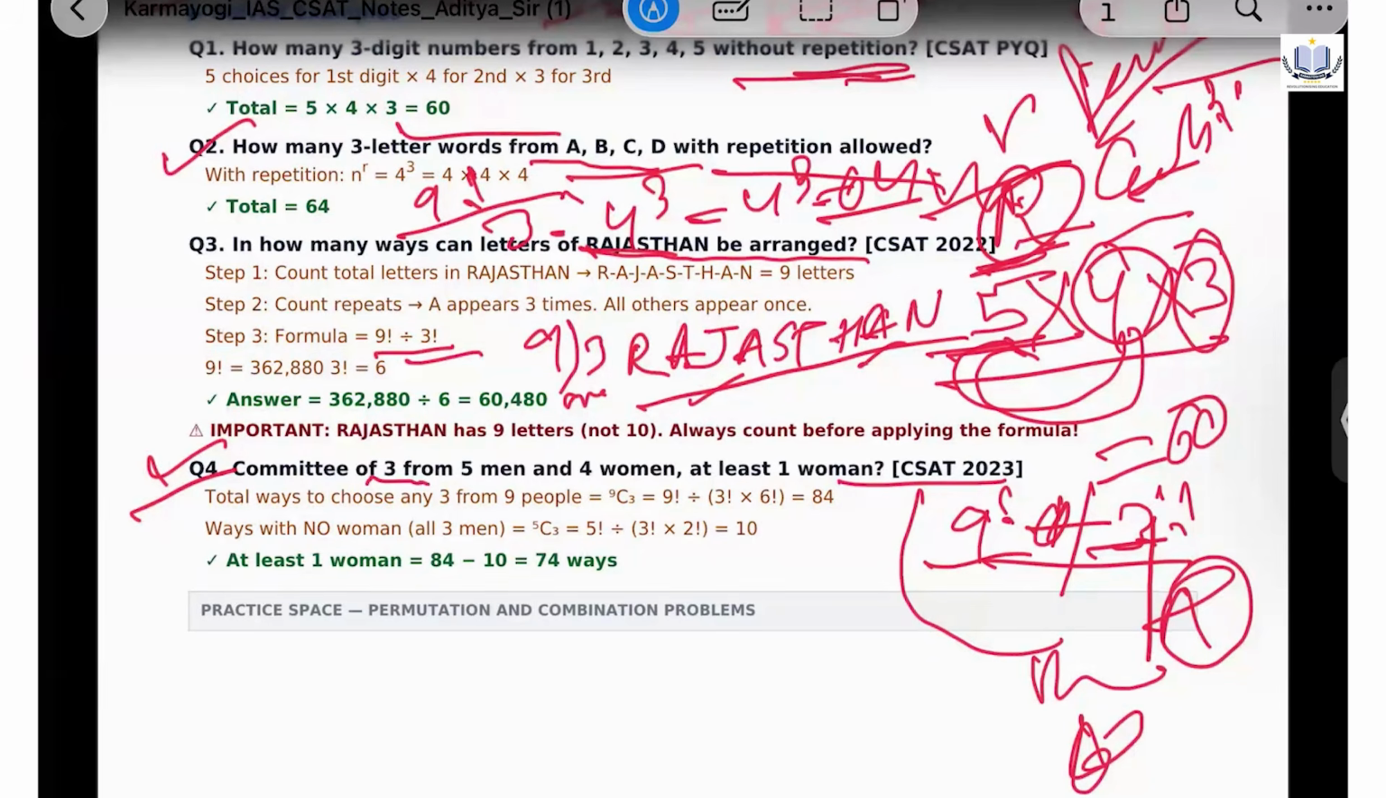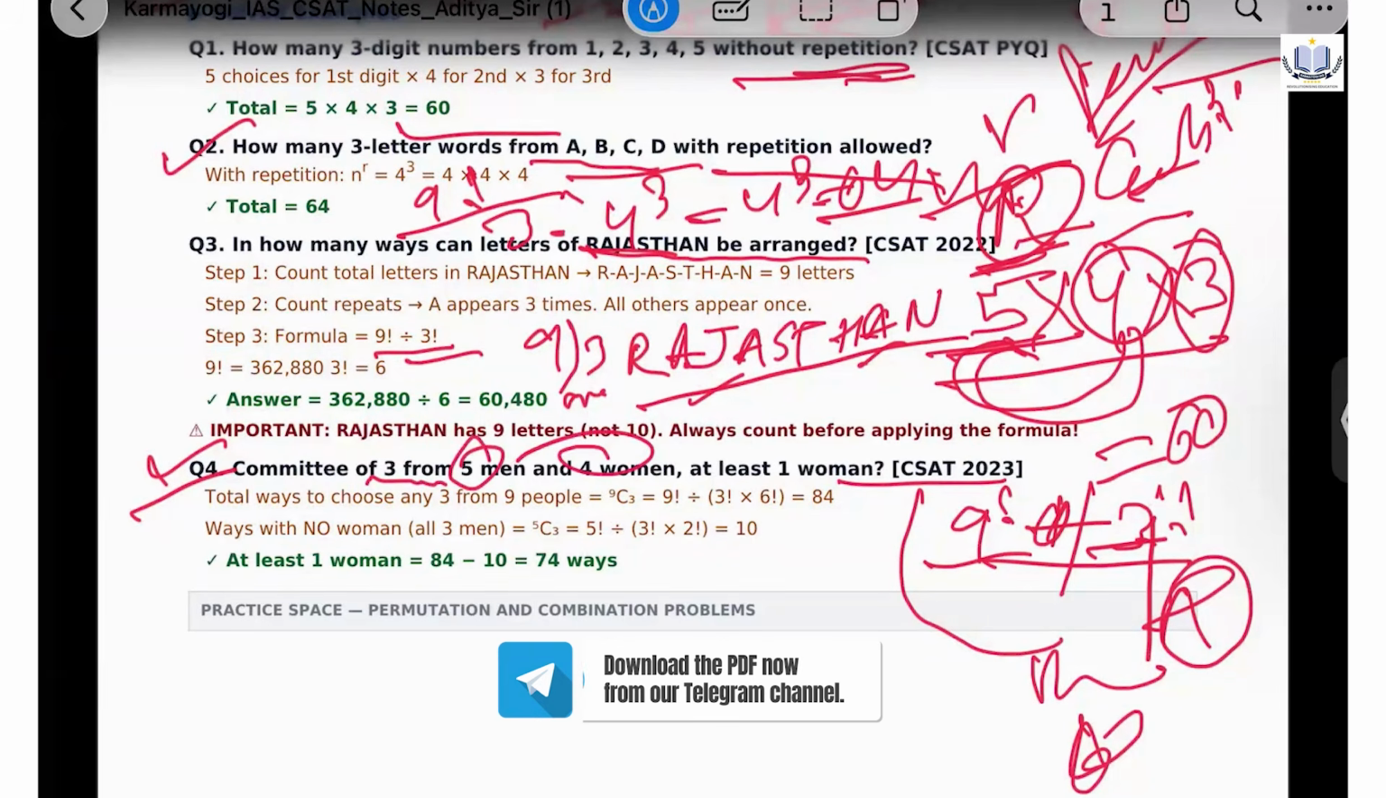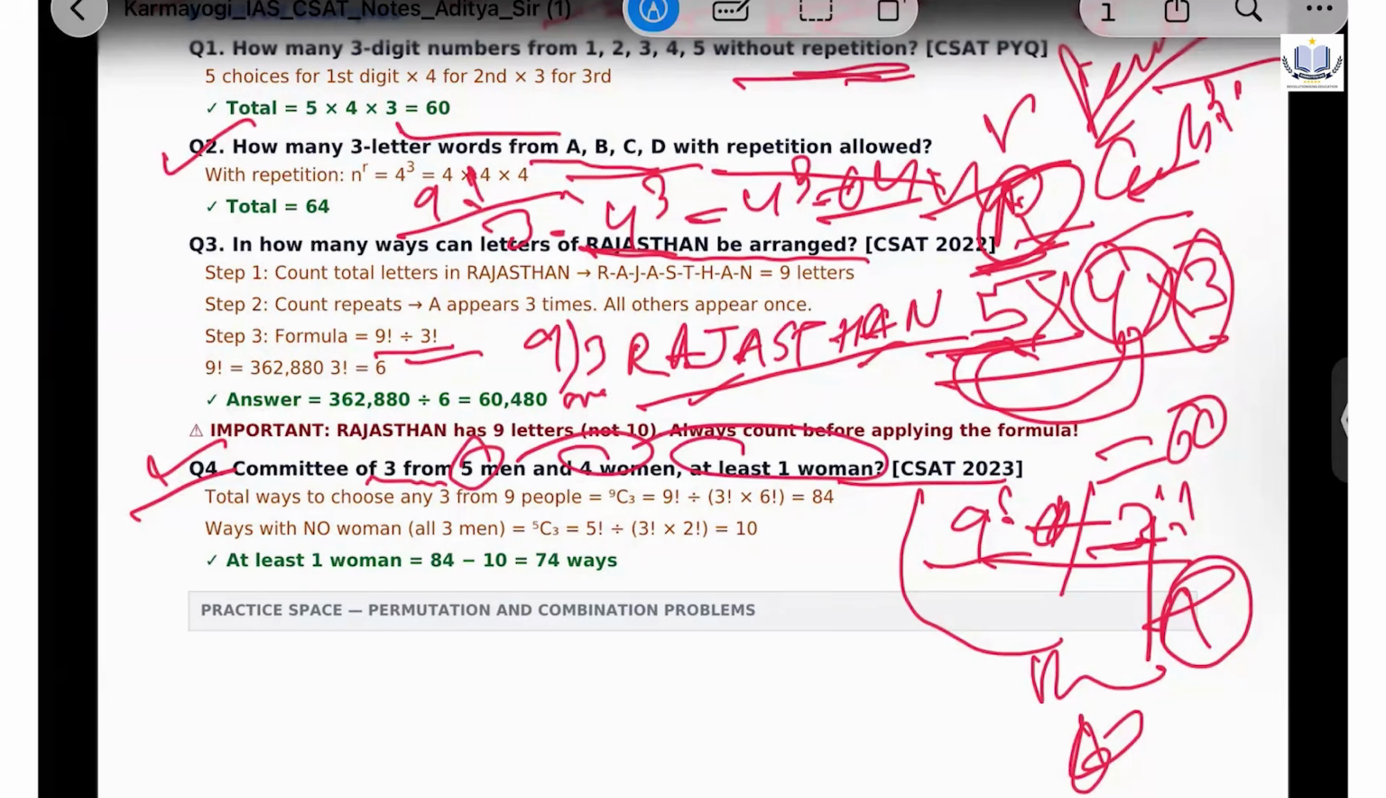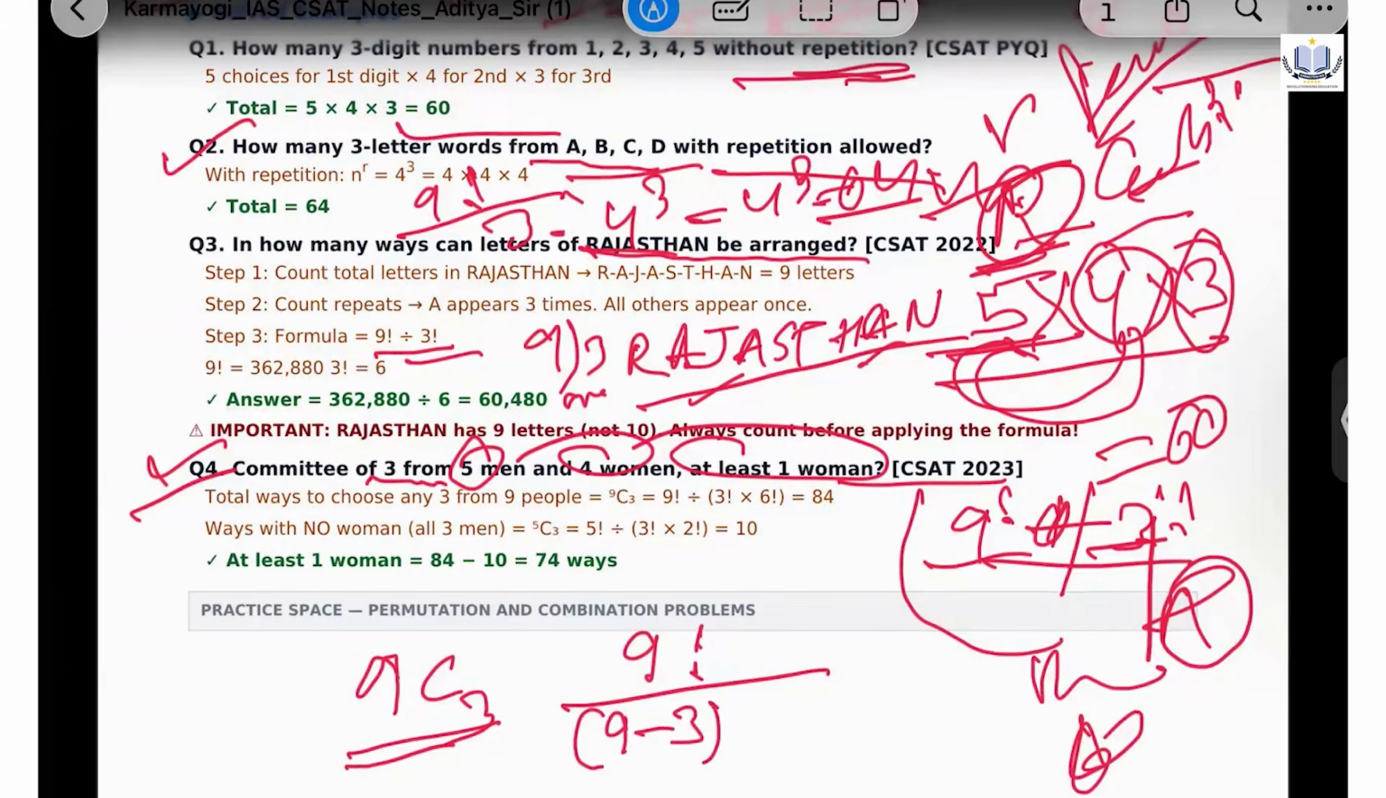Committee of 3 from 5 men and 4 women, we have to choose, in which at least one should be women. So total way to choose any 3 from 9 people is 9C3. What is it? 9C3 में होता है 9 factorial divided by 9 minus 3 का factorial into 3 का factorial. ठीक है? So 9 factorial divided by 3 factorial into 6 factorial. 9C3 लगाएंगे तो 84 आंसर आएगा.